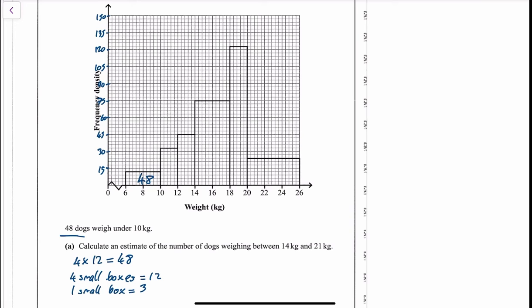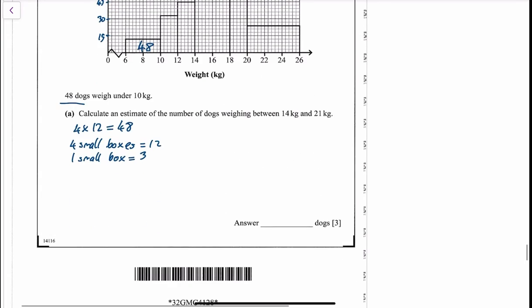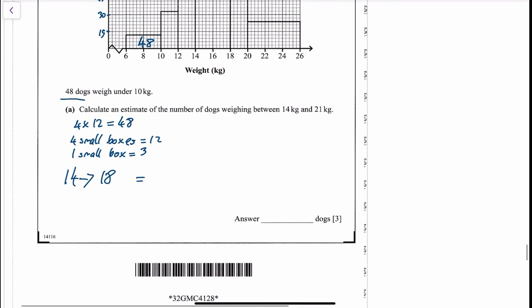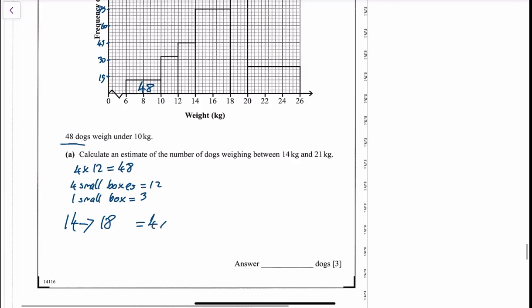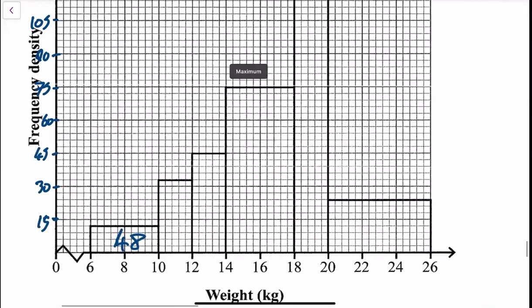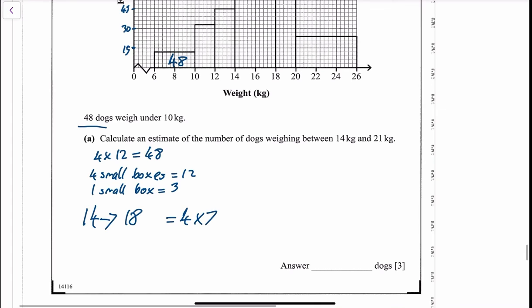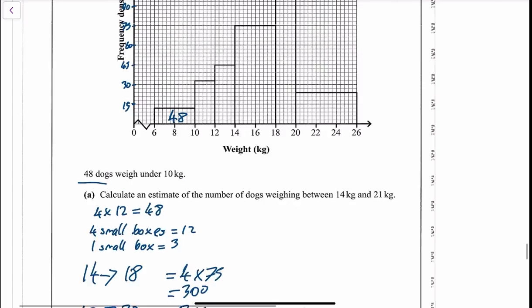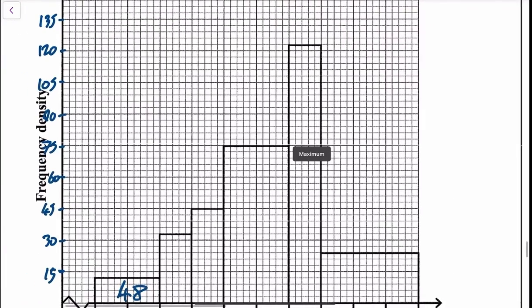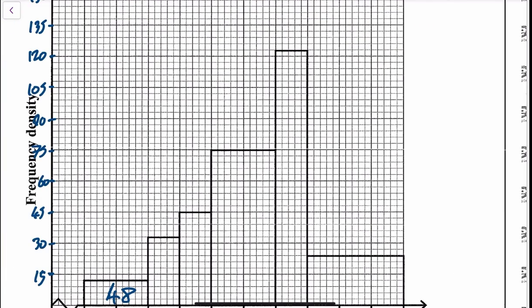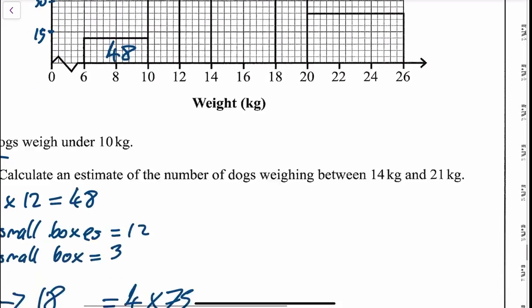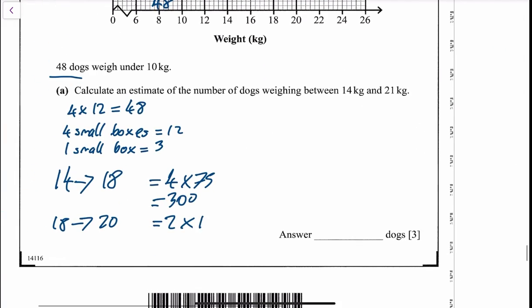Experience has told me you probably need this information. So when you find the area of this rectangle, 14 to 18, first of all, the width is 4, and the height of 14 to 18 is 75. So it's 4 times 75, which works out to be 300. From 18 to 20, the width is 2, the height of it, if you have a look, is just past 120, and one small box is worth 3, so it's 2 times 123, which is 246.